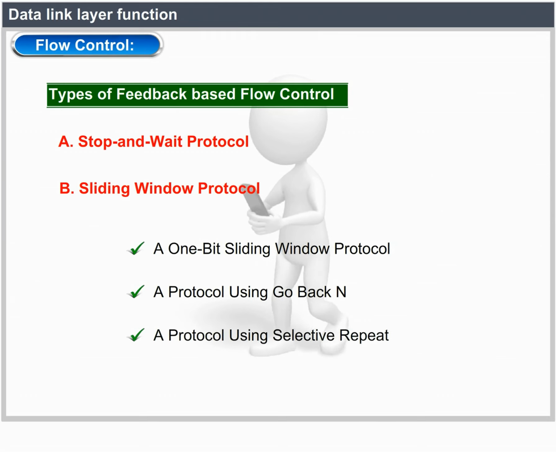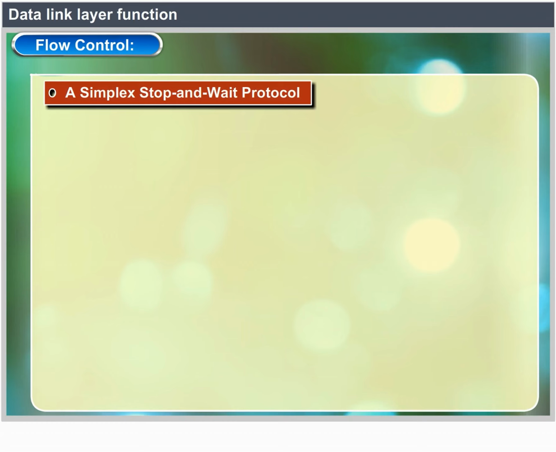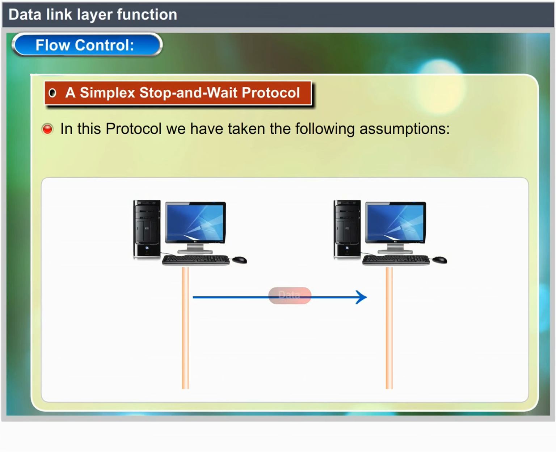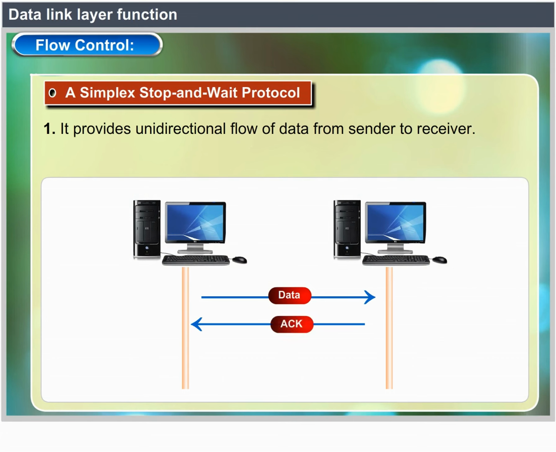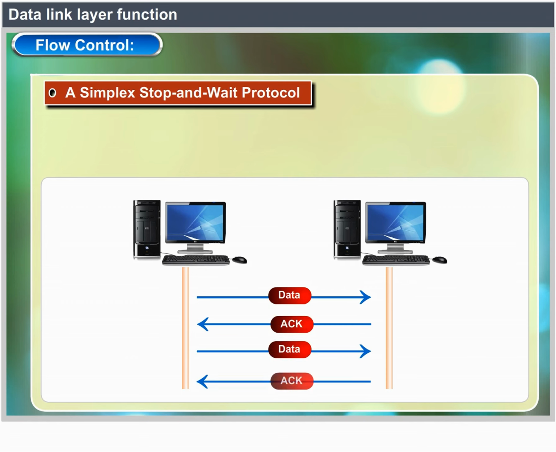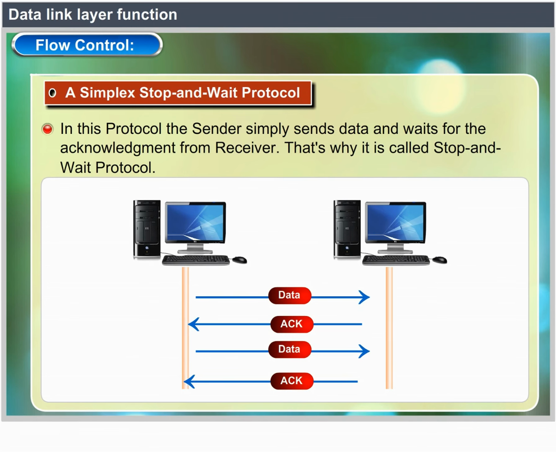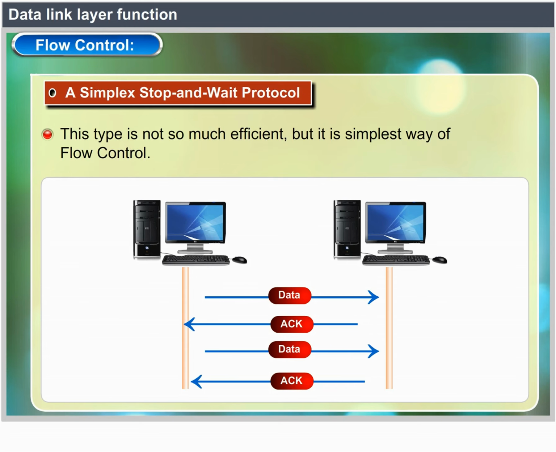A. A simplex stop and wait protocol. In this protocol we have taken the following assumptions. Number 1. It provides unidirectional flow of data from sender to receiver. Number 2. The communication channel is assumed to be error-free. In this protocol, the sender simply sends data and waits for the acknowledgement from receiver. That's why it is called stop and wait protocol. This type is not so efficient, but is the simplest way of flow control.